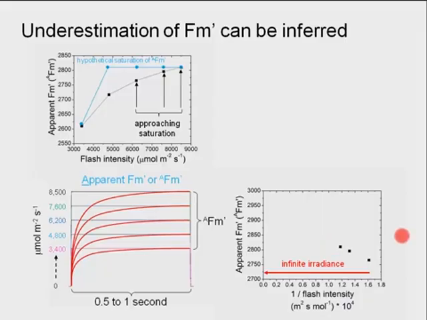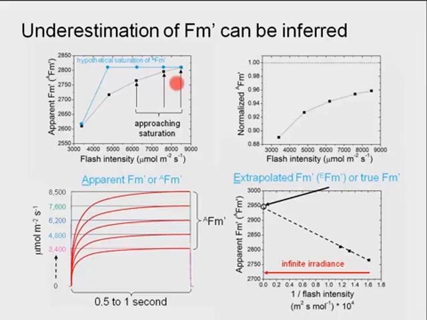What I'm showing here are these same values of apparent FM prime as a function of flash intensity, but I've normalized the entire data set to this extrapolated value, which we are interpreting as a true value of FM prime. And what you can see is that depending upon the flash intensity, the apparent values underestimate the true value of FM prime by between 4 and 11%. So now, while this method is capable of providing an accurate estimate of true FM prime, it requires the application of several variably intense rectangular flashes, each of which must be separated by 1 to 2 minutes so as to avoid damage to the leaf, which limits throughput of the approach.